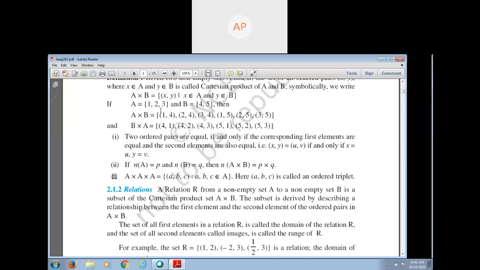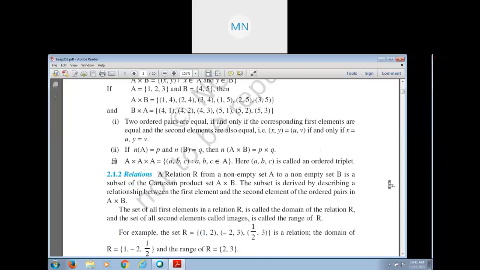See, A has 3 elements and B has 2 elements. Now how many elements are there in A cross B? 6. This is 3 into 2, which is 6. This is the formula. And next we discuss relation.